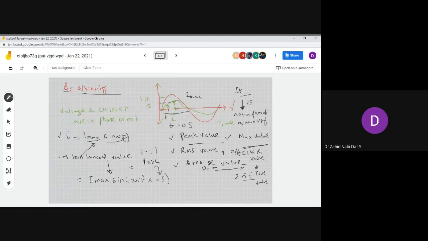If somebody asks you what is the RMS value, what would be your reply to that? Suppose I'm asking you, tell me, what is RMS value?